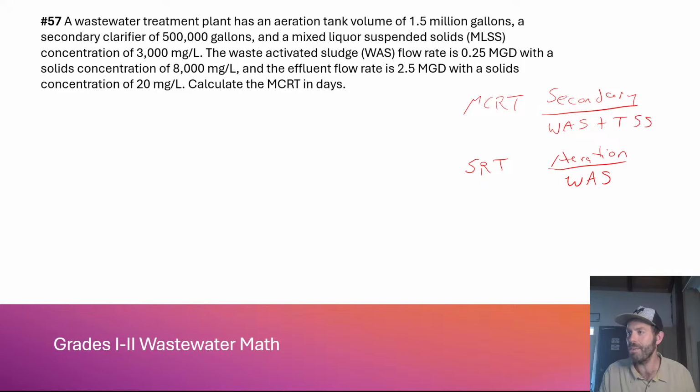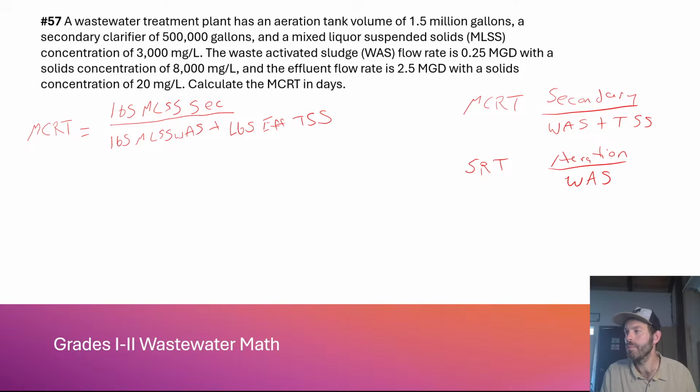So let me write the equation. I did a whiteboard on this not too long ago. There's actually 2 versions of this on my channel, you can go watch. Let me do the equation first. Pounds MLSS in secondary divided by pounds MLSS WAS plus pounds in the effluent TSS. Okay, and this is what that looks like.